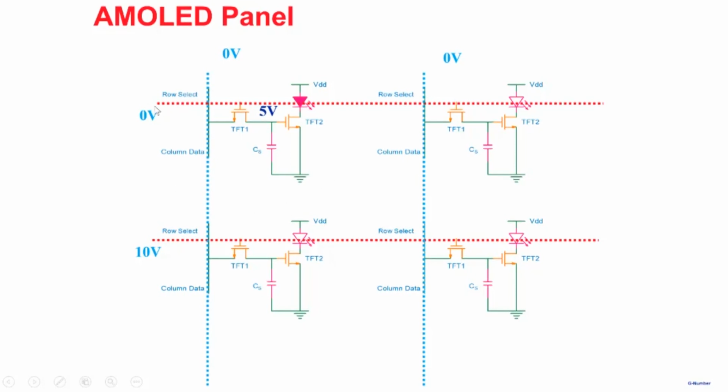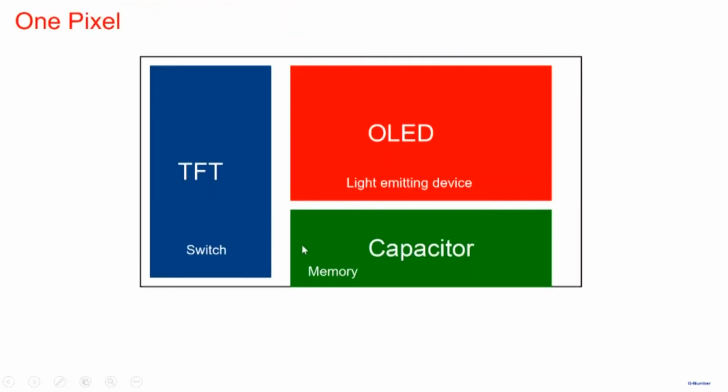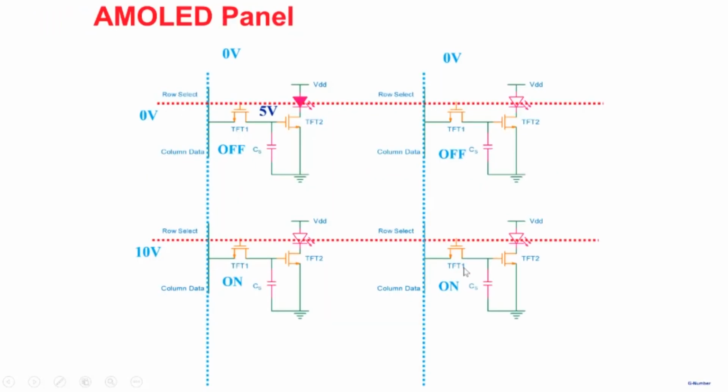So that's how it works: you select a row and you program this particular capacitor to a particular charge, to a particular voltage, and that turns on the LED to a particular brightness. And then you go to the next row, and now these TFTs will turn on and you program them to whatever level of brightness you want, and thereby you're able to make a complex high resolution display.